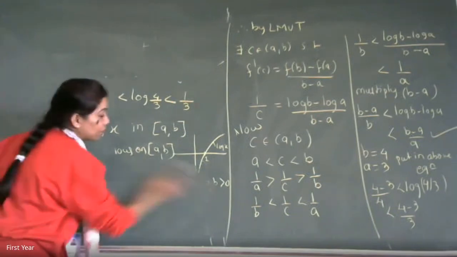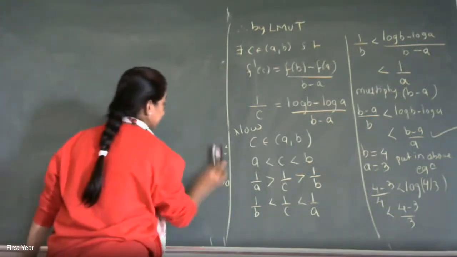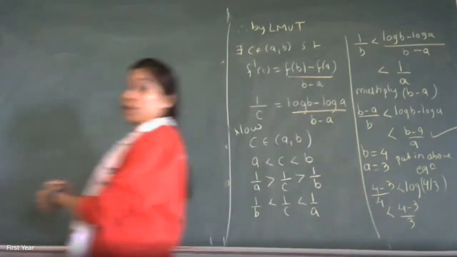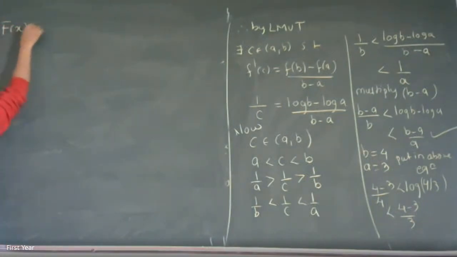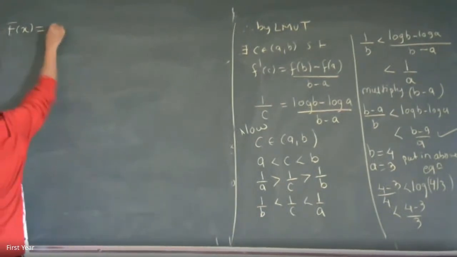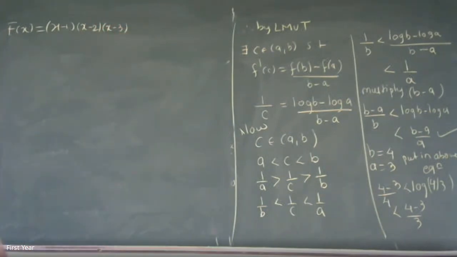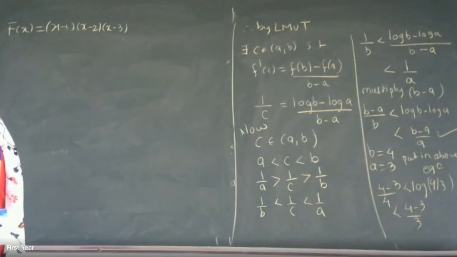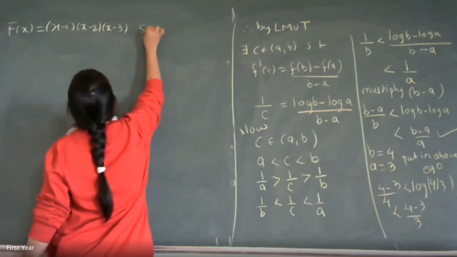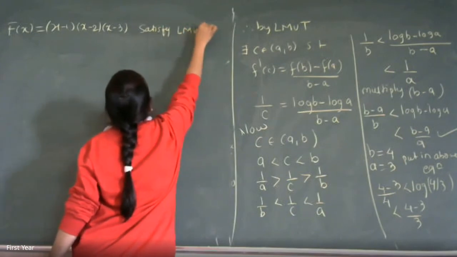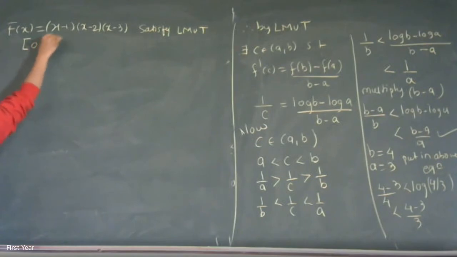Find the value of C such that f of x is equal to x minus 1 into x minus 2 into x minus 3 satisfies LMVT on the closed interval 0, 4.